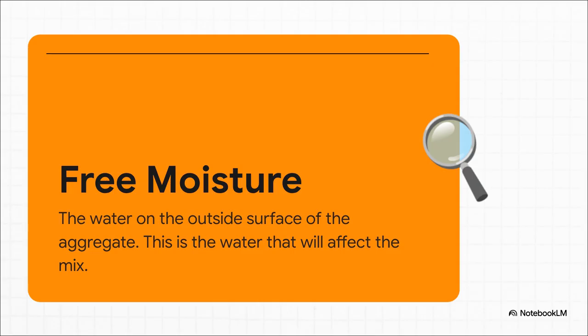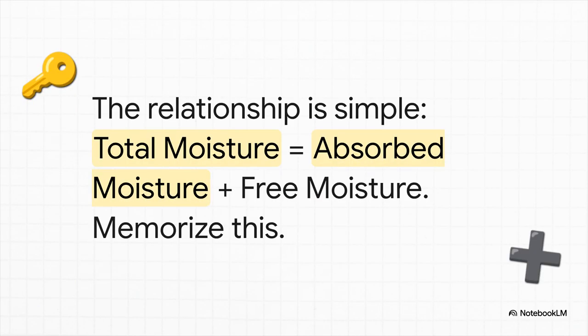This is the water that's going to mess up your water-cement ratio. And this simple little equation right here, this is the key that ties it all together. You have to memorize this. If you can figure out the total moisture and you know the absorption rate of your aggregate, you can always find the free moisture. It's just the total amount of water minus what's already been soaked up inside.